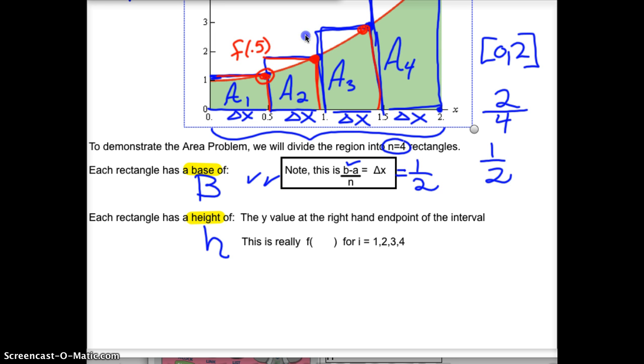Likewise right here, the height of this rectangle is f of 1. And in general, really what this is, is f of your first x, second x, third x, fourth x, and we call that f of x sub i.